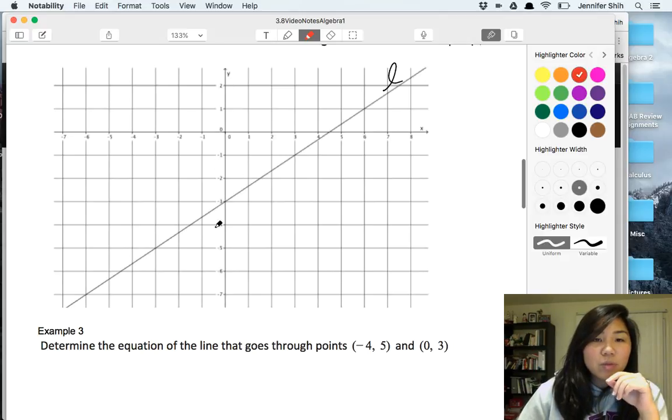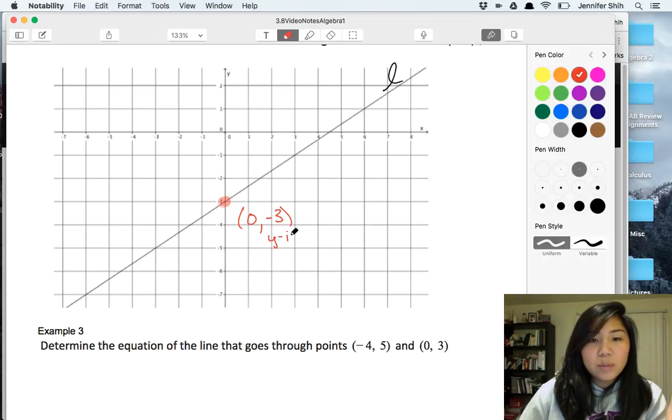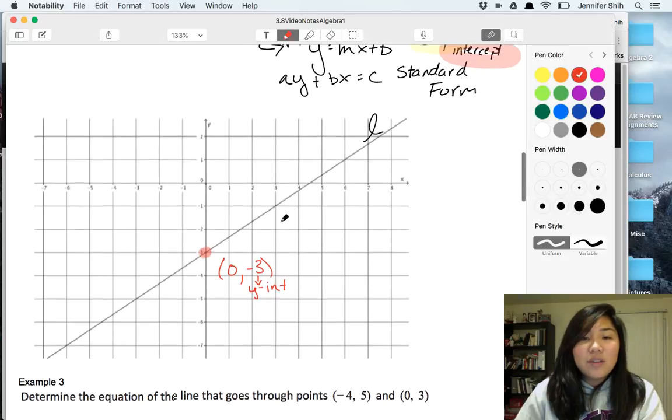Our intercept is really easy to find because you look at the y-axis and plot where it touches the y-axis. In this case, it's going to be 0, -3. So this is our y-intercept. We're going to use that. -3 is our y-intercept. We're going to plug that in. And let's find the slope.